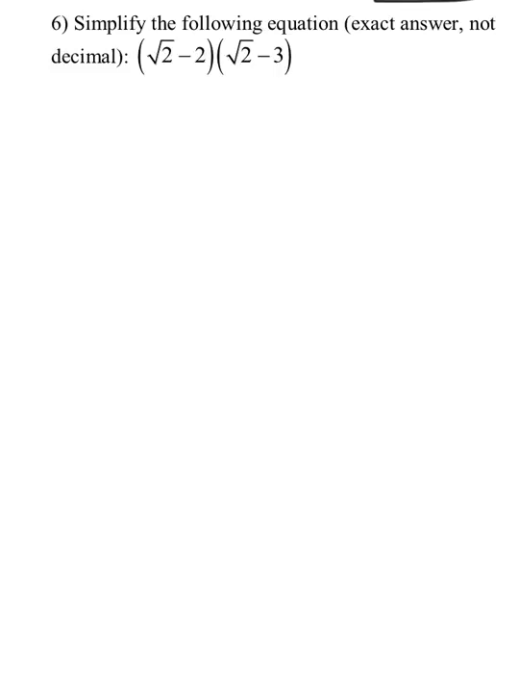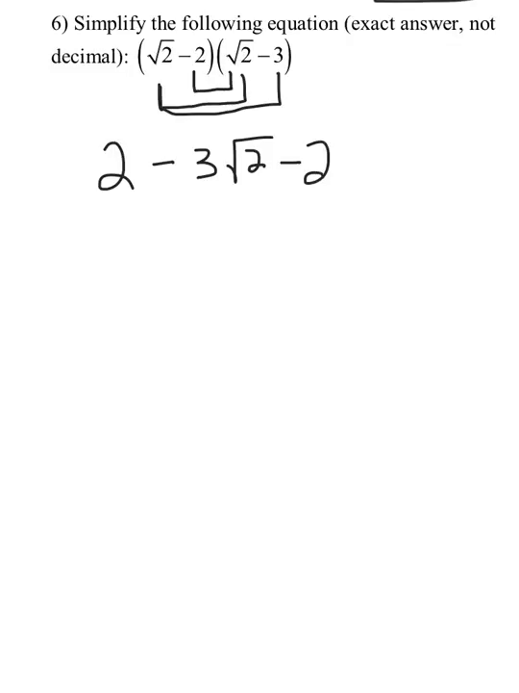Okay, for a problem like number 6, all you have to do is FOIL this. You're going to multiply these two together by FOILing. So I know that a root 2 times root 2 is just 2. And I know that a root 2 times a negative 3 is negative 3 root 2. And then I have to do the inside, which is negative 2 times root 2, which is negative 2 root 2. And then the last term is a negative 2 times a negative 3.